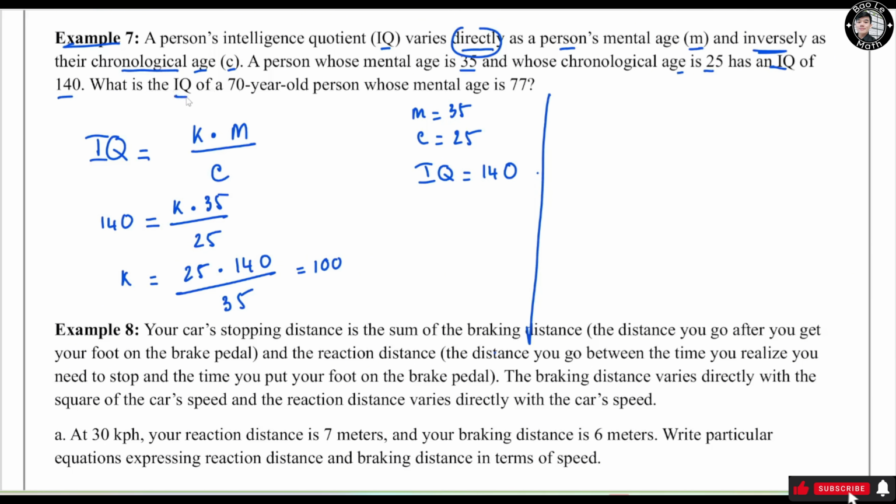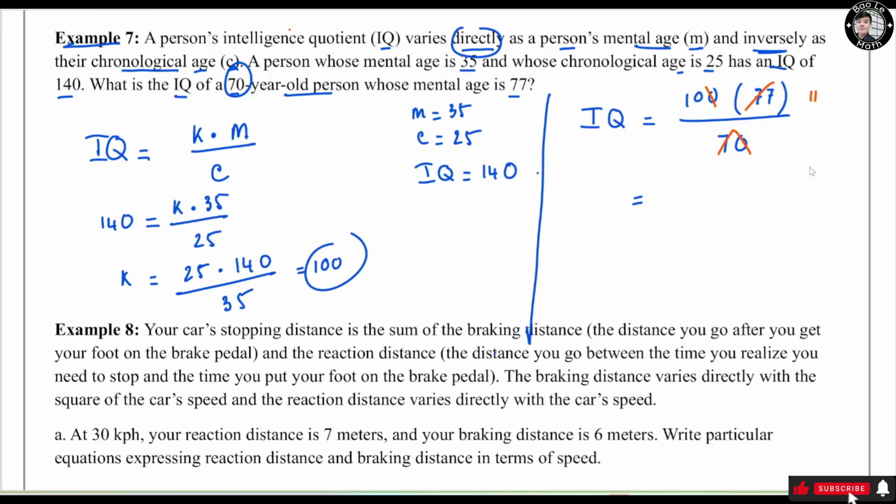Now, what is the IQ of a 70-year-old person? So we need to find IQ equals K, which is 100, times M, the mental age. Mental age is 77, divided by C, which is 70. Now, divide the top and bottom by 10, and divide the top and bottom by 7, so we have 11 right here. So it could be 110.